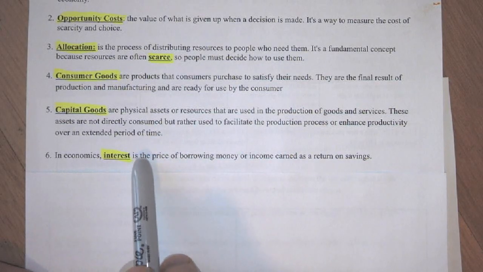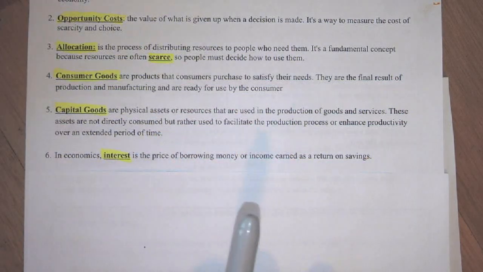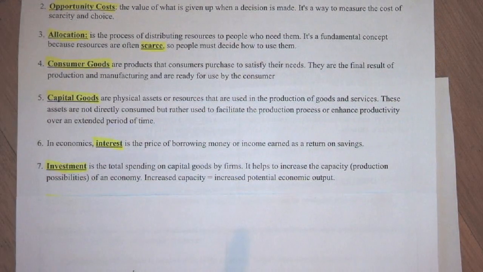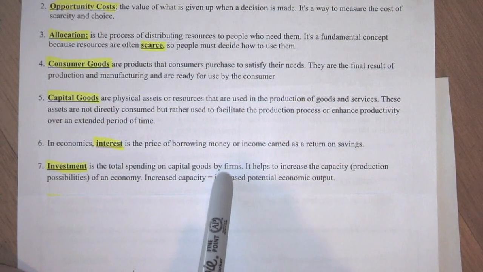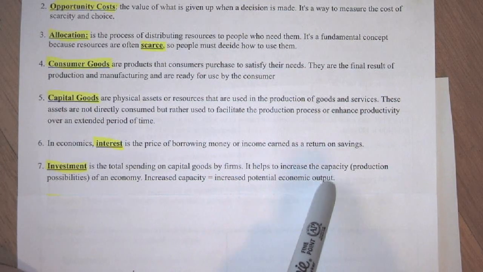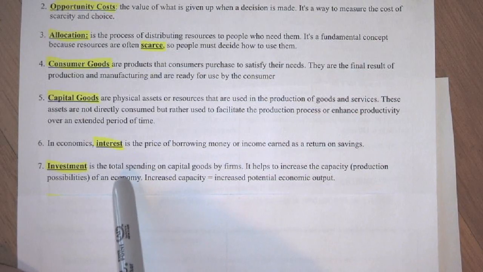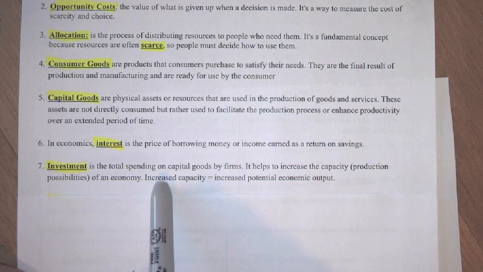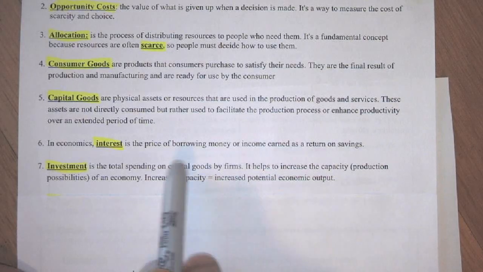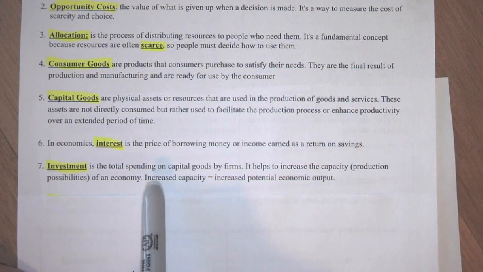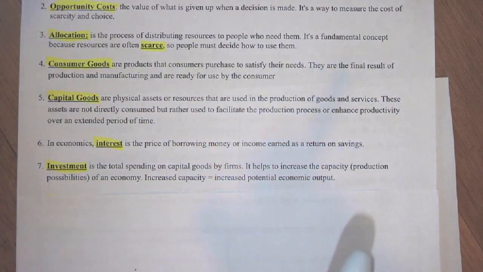So when interest rates are low, investment will increase, and that investment is usually the total spending on capital goods by firms, which are also businesses. It helps to increase the capacity, the production possibilities of an economy. So increased capacity equals increased potential economic output. That's what this curve is going to show us. How much GDP could we actually make?